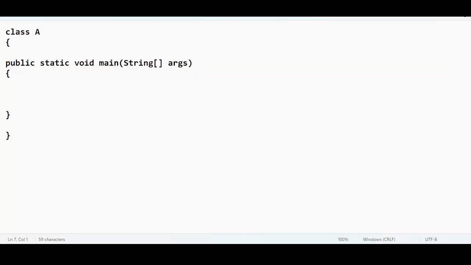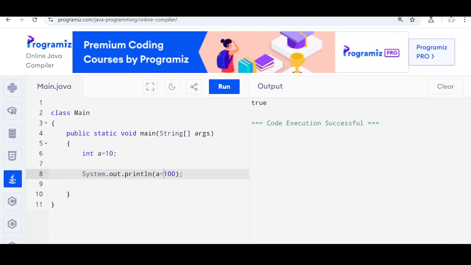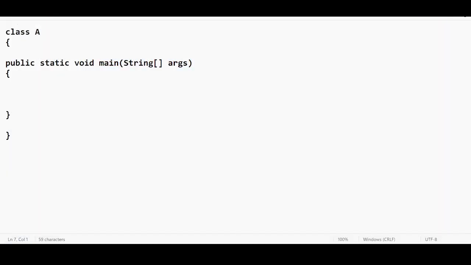Just give me 2 more days because we need to complete three more data types. So we have to complete the character data type. I will show you now.